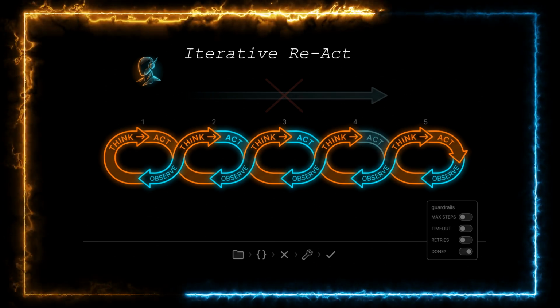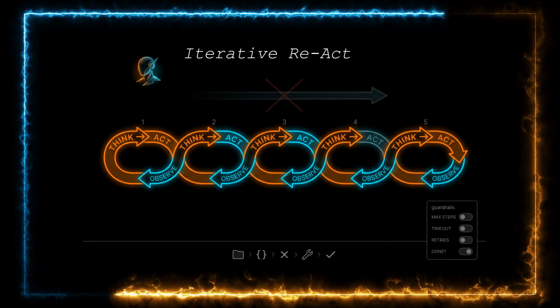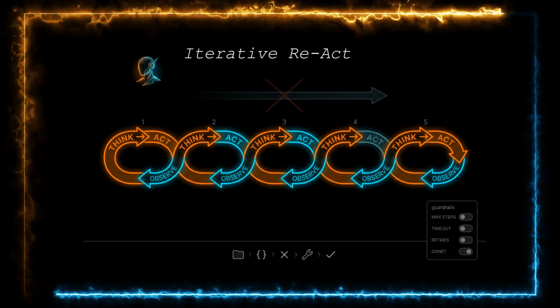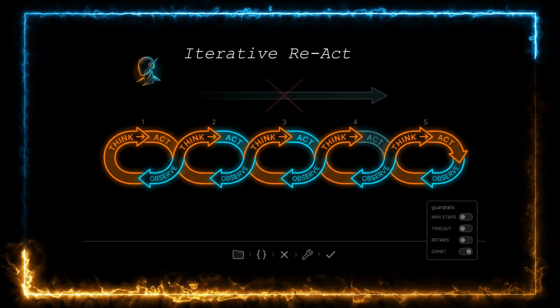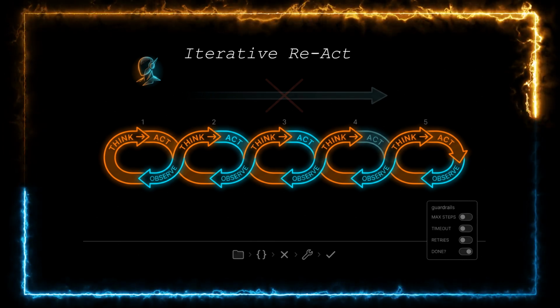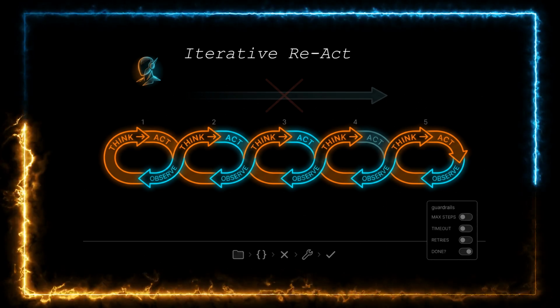It does not need the full answer up front. The downside is latency. More iterations mean more model calls and more tool calls. So you need limits: max steps, timeout, retry caps, and a clear definition of when the task is done. Use Iterative ReAct when the agent needs to explore, debug, investigate, or solve something step by step.